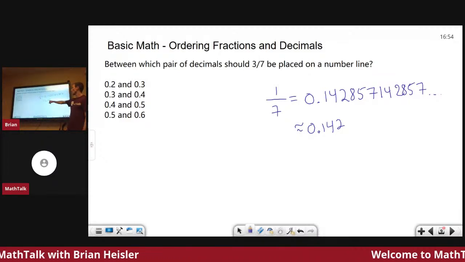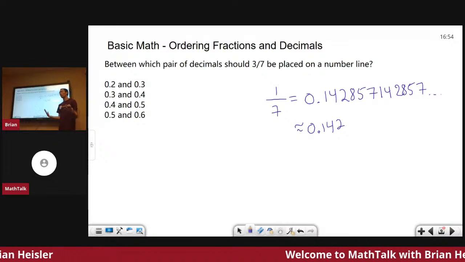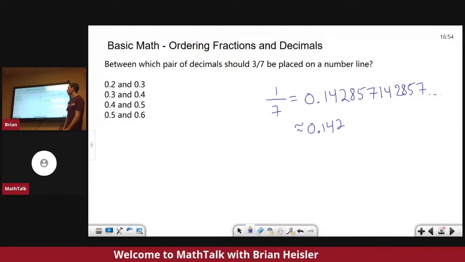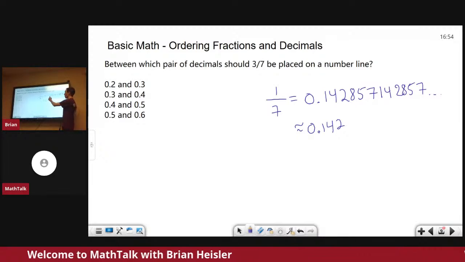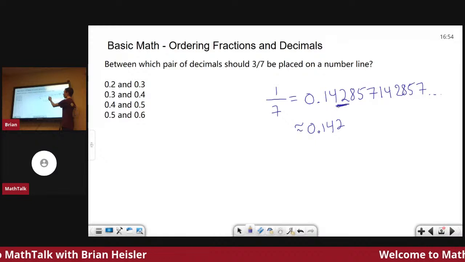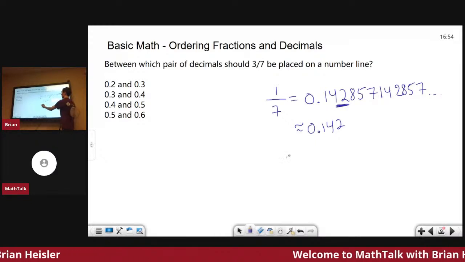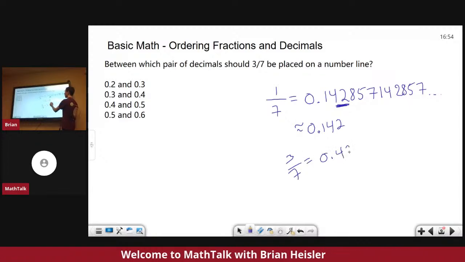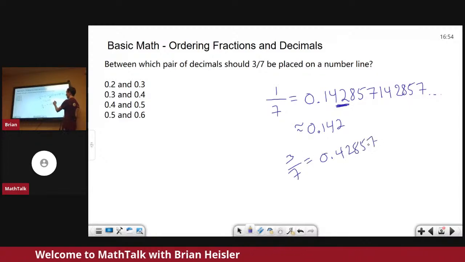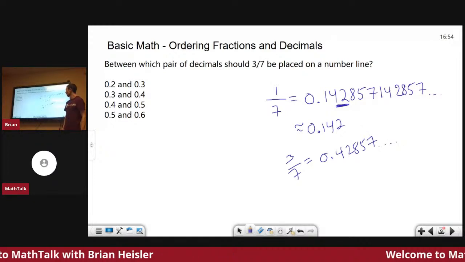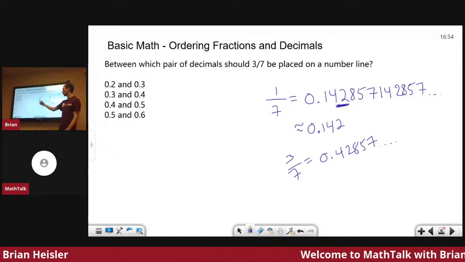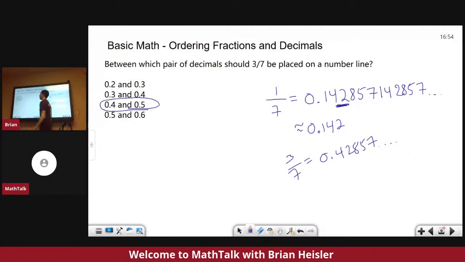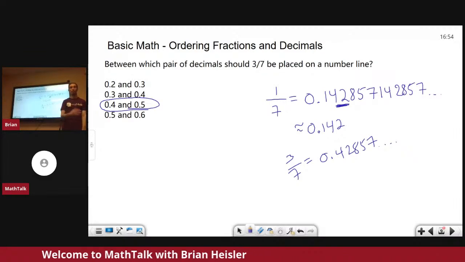So if I were to take 0.142, or let's call it 14-ish, multiply it by 3, that gets me 42. So I know that I'm going to start now at the 42 area. My 3/7 is going to be 0.42857... So 0.428 is going to be between 0.4 and 0.5. And there's my answer.